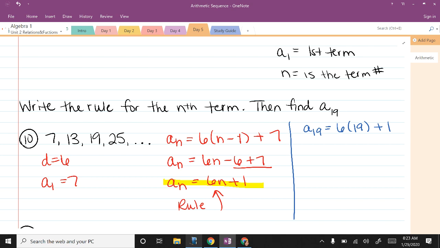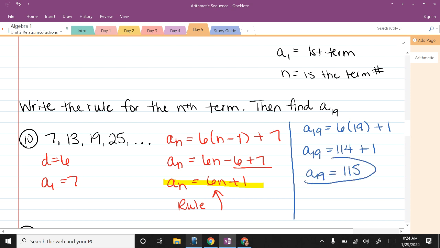Okay? So y'all help me out. What's 6 times 19? I don't even know. 114. It's 114. So A sub 19 equals 114 plus 1. And what's 114 plus 1?